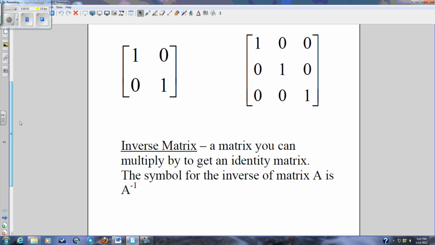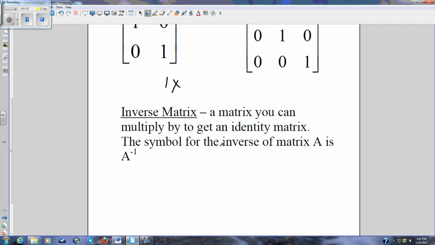Same idea as having, if you had an identity matrix, think of it as having a 1 in front of an x. That's the same thing as having just x. So that's one way to think of it. An inverse matrix is a matrix you can multiply by to get an identity matrix.